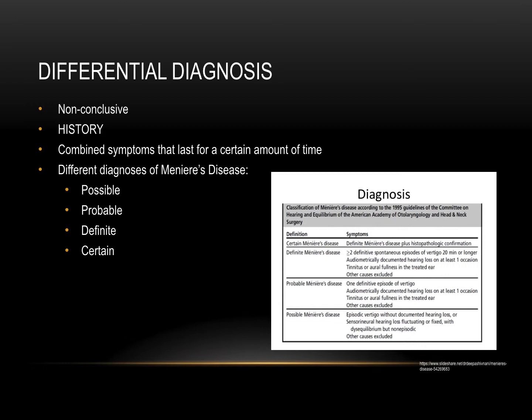There are 4 subtypes of Meniere's disease: possible, probable, definite, and certain. A patient is qualified under these categories based on the intensity of their symptoms and how frequently they occur.